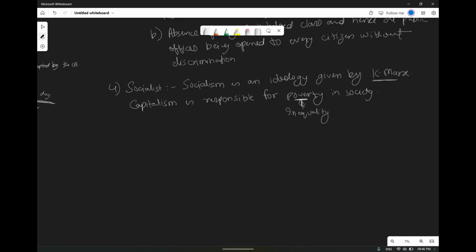So to remove this, we need to first abolish what? First abolish capitalism. Okay, when capitalism will be removed, automatically socialism will be enacted. What does this mean? Like no poor will be there, the poor will be ruling, like everything will be divided equally among the people.